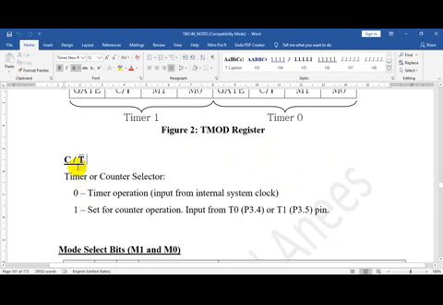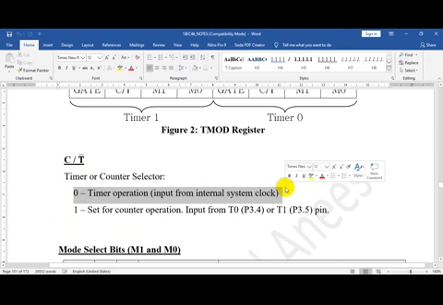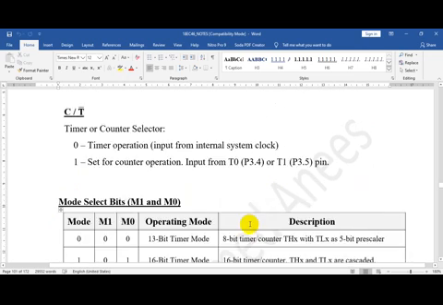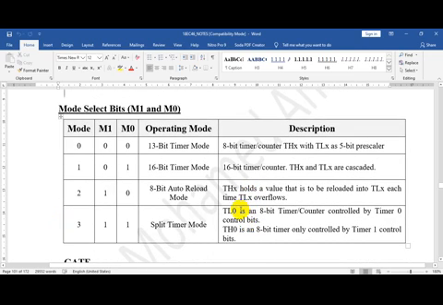As you can see, T bar represents an active low signal. Whenever you want to use it as a timer, it will be configured as 0. And whenever you want to use it for counter operation, that is to count the external events on the T0 or T1 pin, you configure it as a counter by writing 1. In our case, we never use it as a counter, therefore this bit will always be 0. Next, coming to the mode bits.